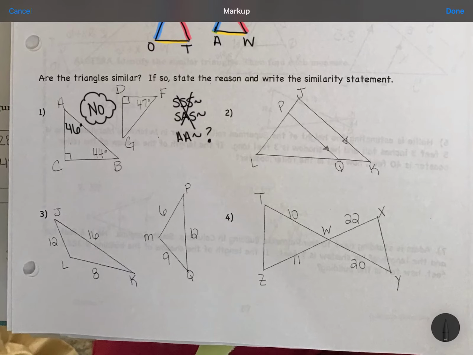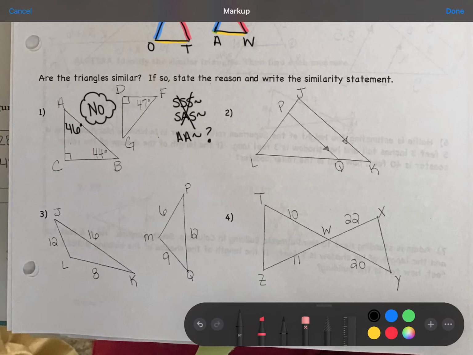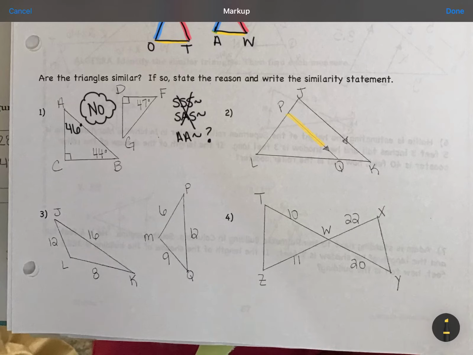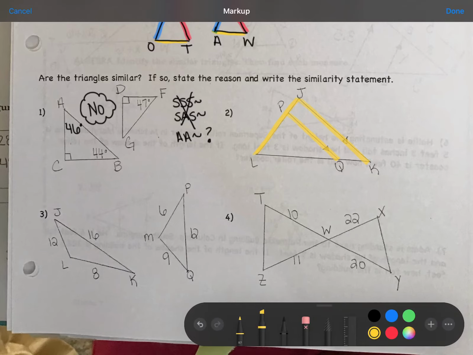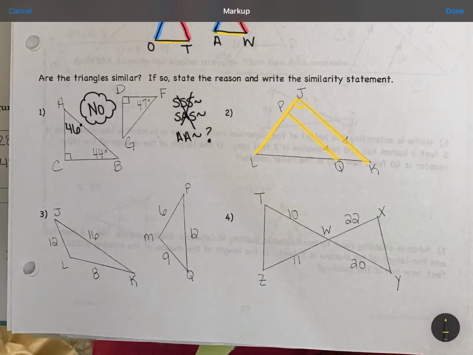All right, number 2. Ooh, we have parallel lines. I've got parallel lines PQ and JK. So in here, remember, if you have parallel lines, same thing as before, you're looking for those F's or those Z's. And I see an F using transversal LJ. So if you take a look, you have angle J is congruent to angle LPQ because of that letter F.